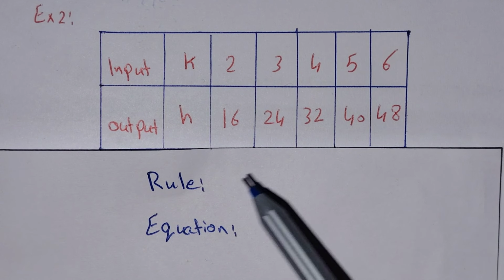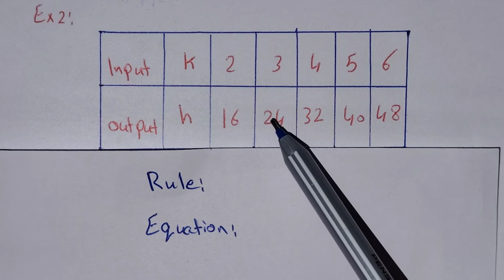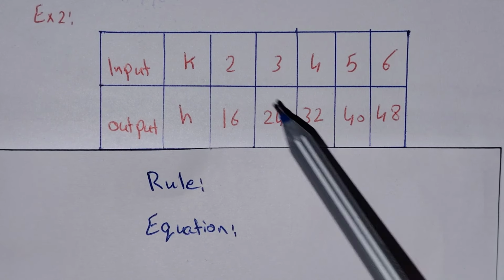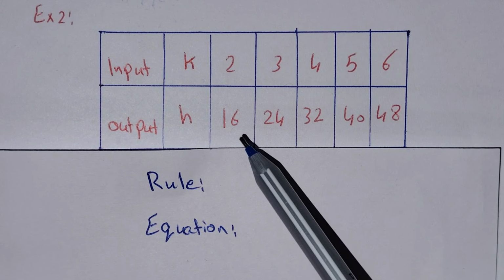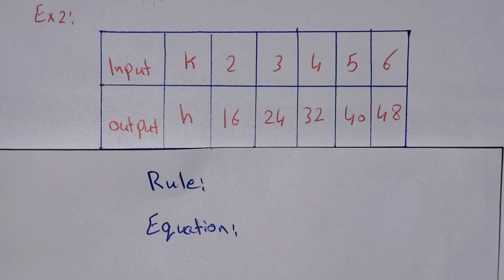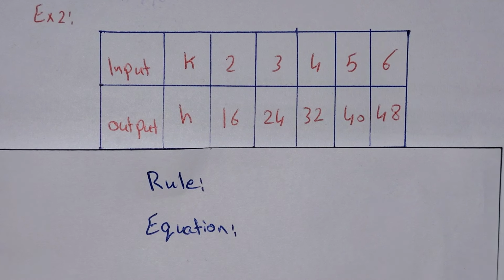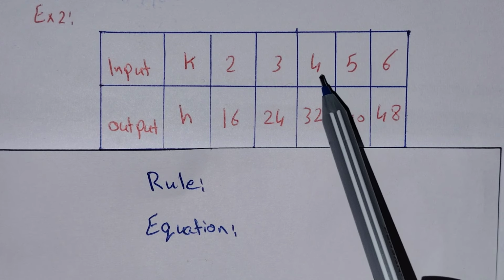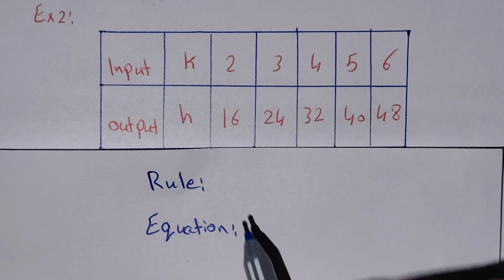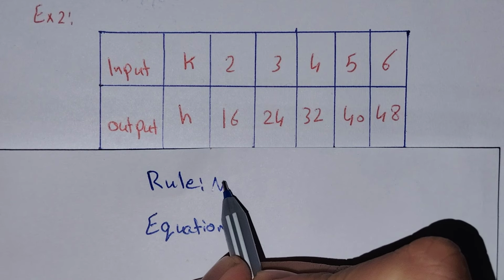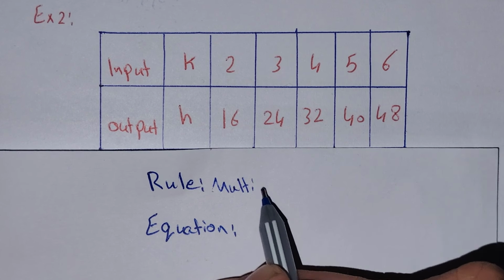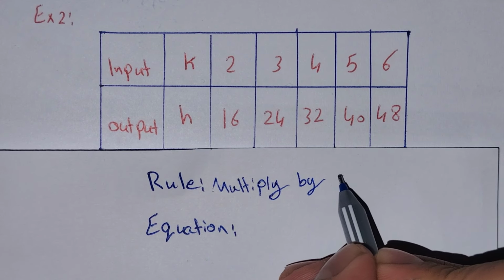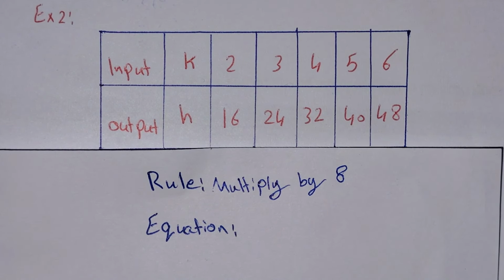Now I will think of any of them, which one do you think is easier? Just take one. For example, that one is easy. 2 becomes 16 by multiplying. So 2 times what will be 16? 2 times 8. And also 3 times 8 will be 24. 4 times 8 will be 32. So our rule will be multiply, then multiply by what number? We said 8.